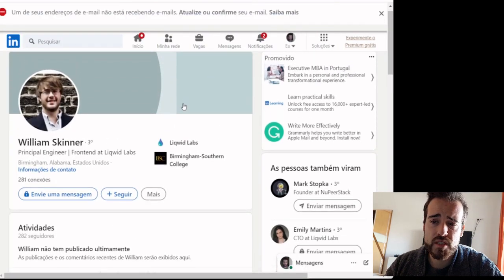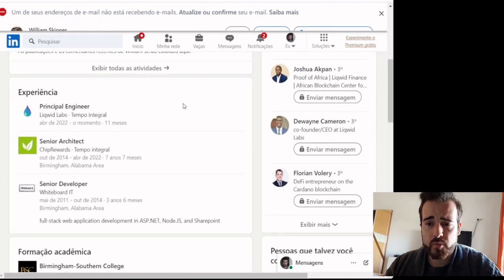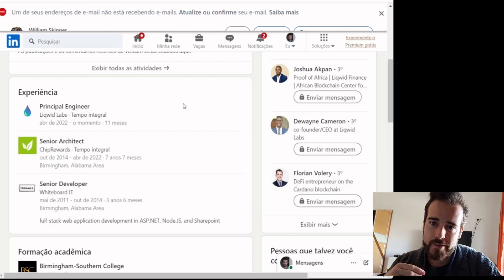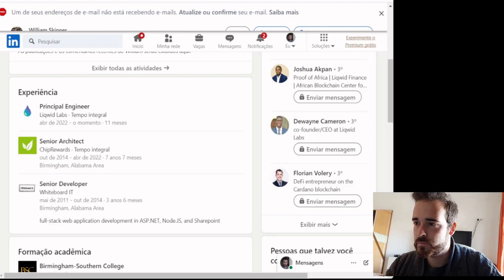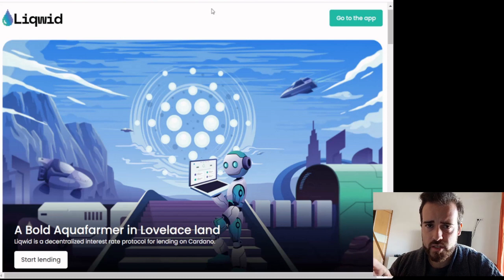And we also have William Skinner as principal engineer for Liqwid Labs. He's a guy with a lot of experience as a senior architect. So it's certainly interesting to see that these two guys seem even more developed and more fit than Emily, who is the CTO, but of course Emily has a valuable skill set, which is her knowledge in Plutus. The team overall is pretty young, but with several diverse experiences and areas of knowledge, which is very positive.